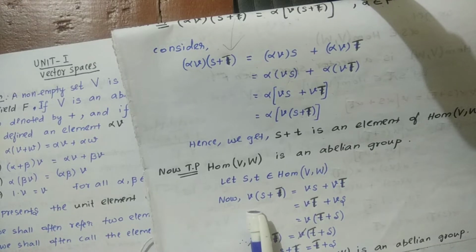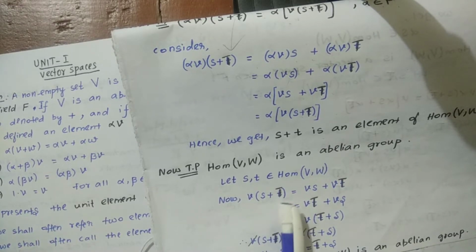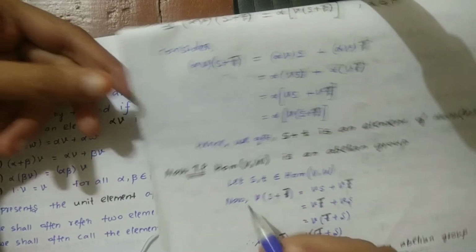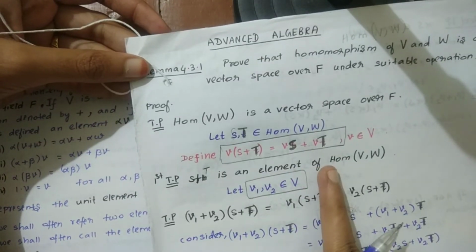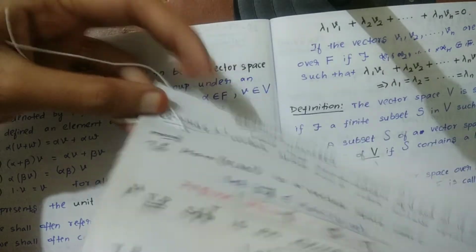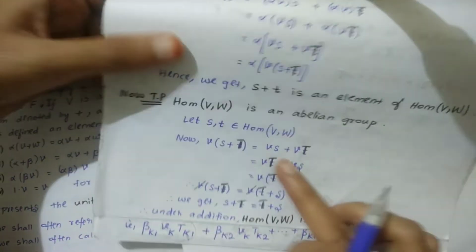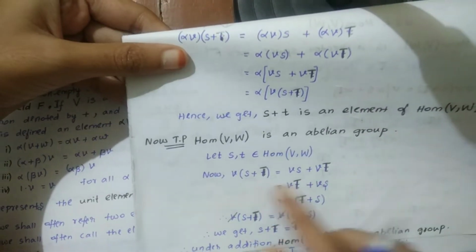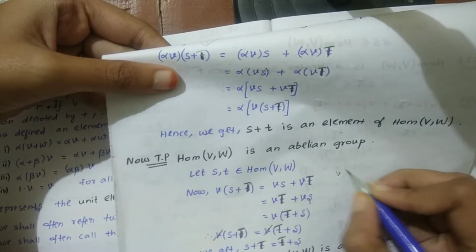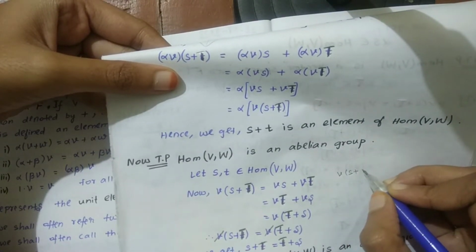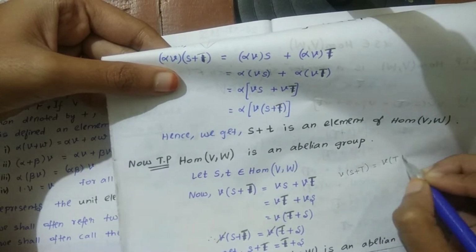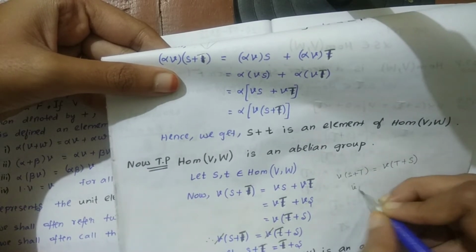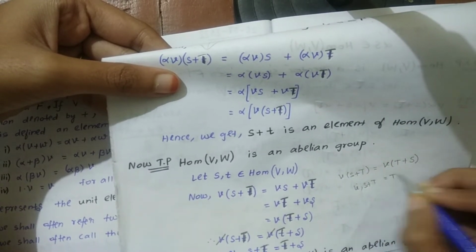Now you are considering v of s plus t is equal to, you are writing in this format. We defined like that, right? You are writing that in that format. So v of vs plus vt. Now you have to bring v of s plus t is equal to v of t plus s. That is s plus t is equal to t plus s.